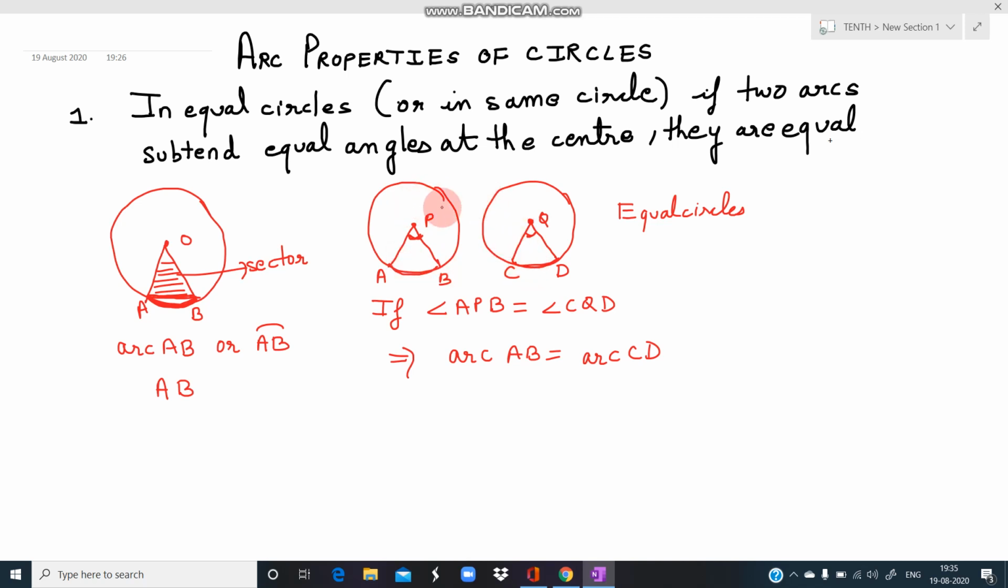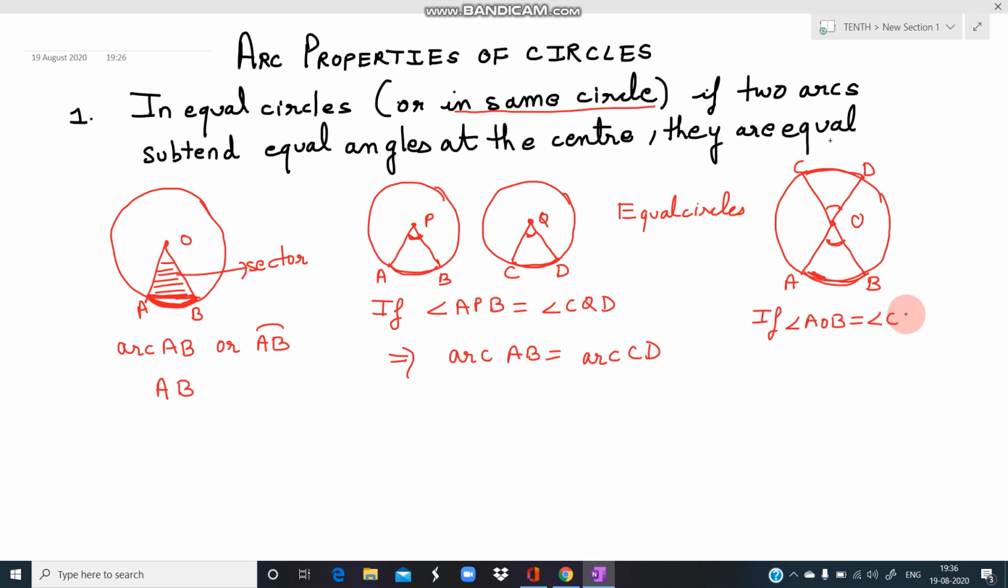ये जो property हमने दो equal circles के लिए लिखी है, the same property hold in one circle also. Suppose if I take a single circle, I am not taking two circles, I am taking a single circle. उस पे मैंने दो arcs ले लिए. Let O be the center. एक arc मैंने लिया AB और एक arc मैंने ले लिया CD. Arc AB and arc CD. These two arcs I have taken. According to the question, if suppose these two arcs are subtending same angle at the center, that is if angle AOB is equal to angle COD.